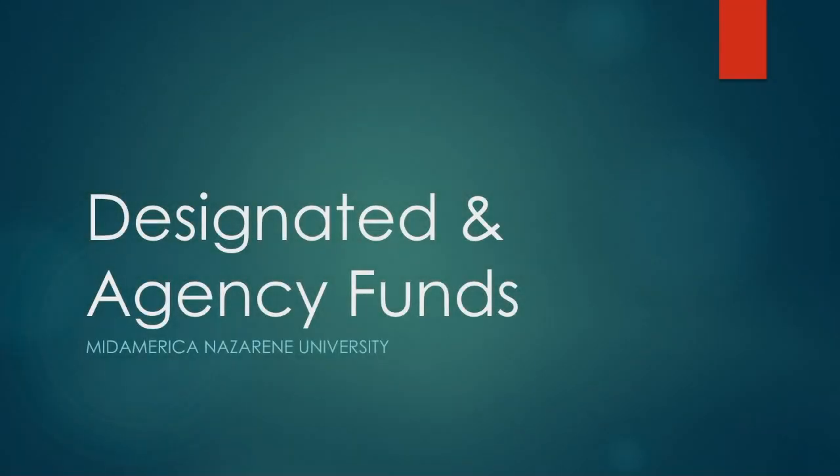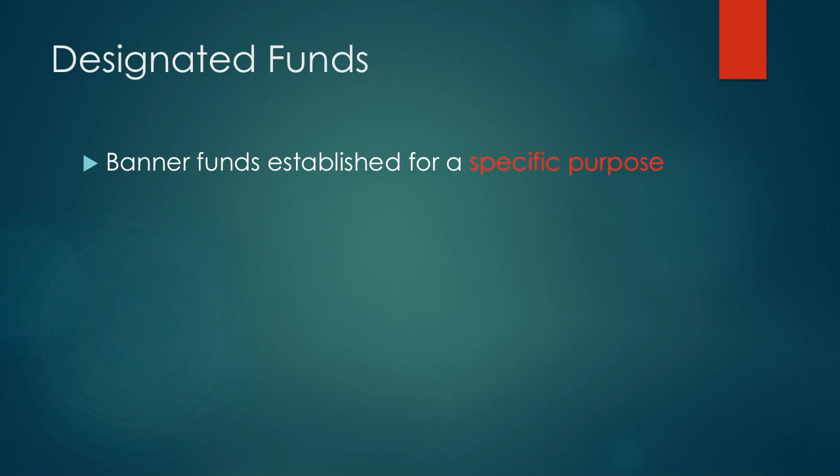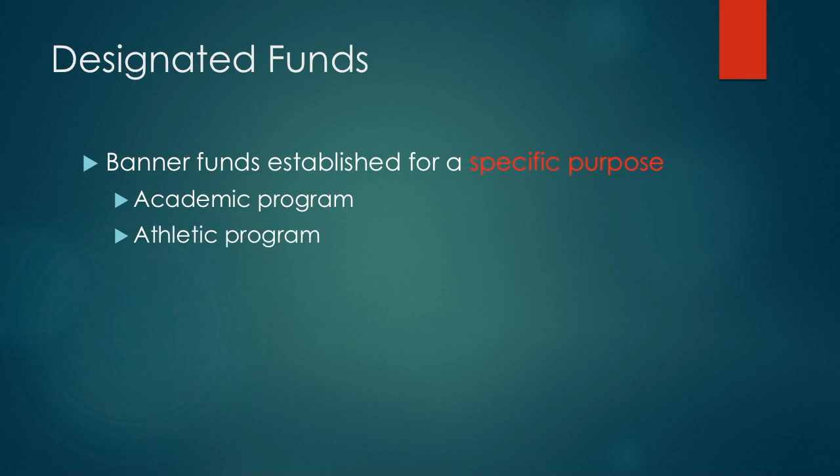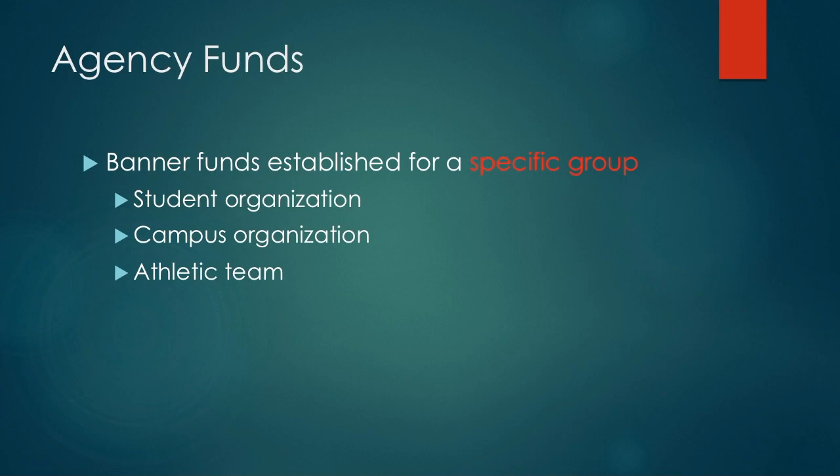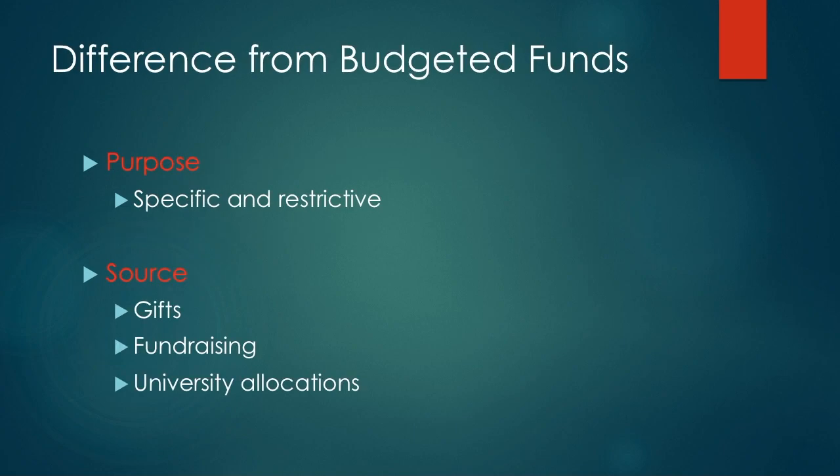This accounting how-to video covers designated and agency funds. Designated funds are banner funds established for a specific purpose. Such examples would include an academic program, an athletic program, an event, or an activity. Agency funds are similar, however, these are banner funds established for a specific group, such as a student organization, a campus organization, or an athletic team.